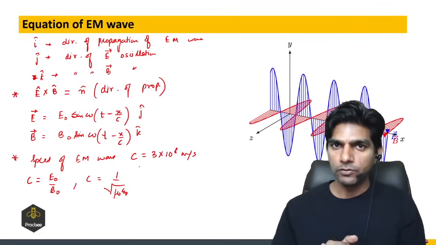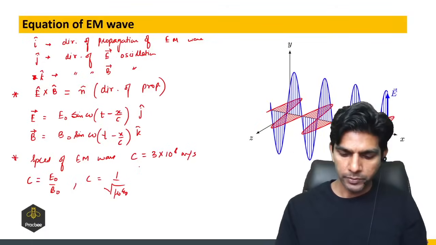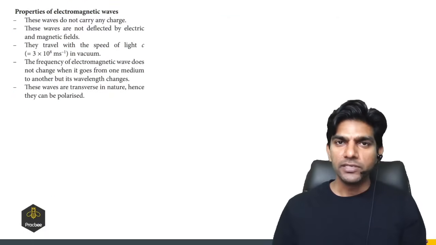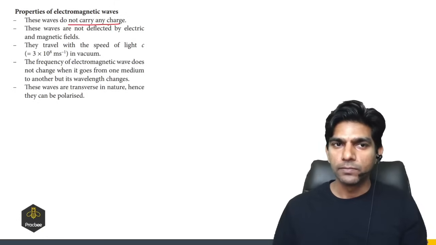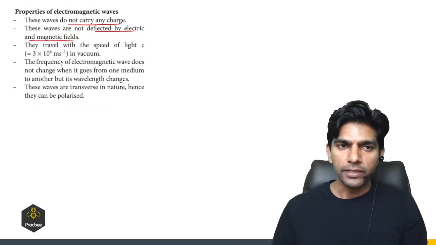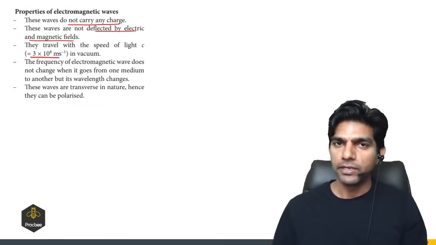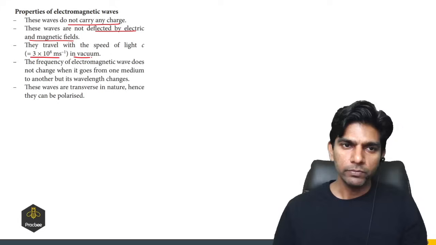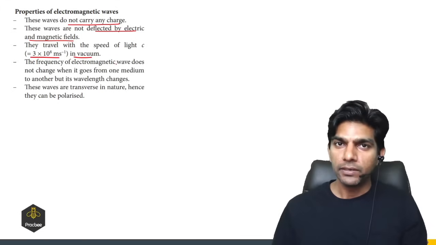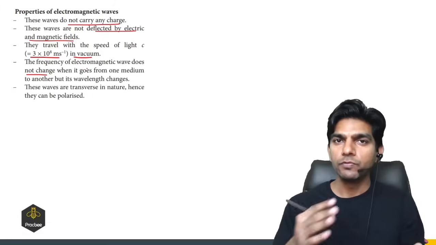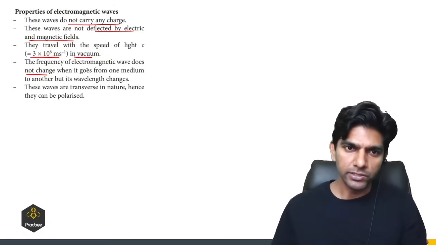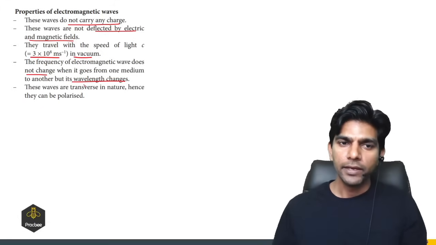What are the equations of electromagnetic radiation? So do remember this. Now let us see the properties of electromagnetic radiation. These waves do not carry any charge, and these waves are not deflected by electric field and magnetic field. They travel with the speed of light, that is 3 × 10^8 meters per second in vacuum. And the frequency of an electromagnetic wave does not change when it goes from one medium to another, only the wavelength changes. And these waves are transverse in nature, hence they can be polarized.